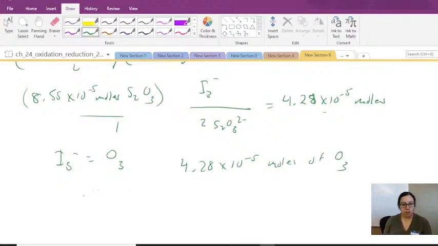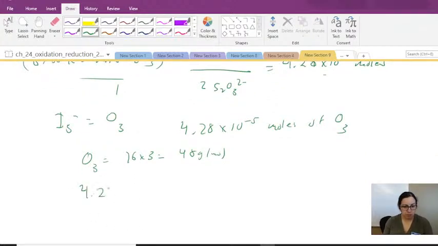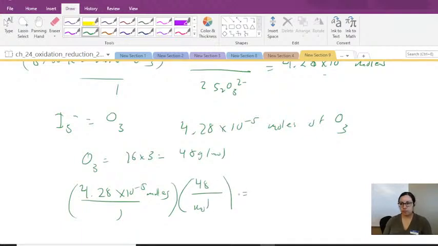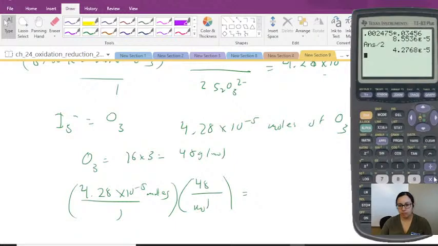And so now we can figure out the mass of ozone. So what's 16 times 3? 48, right? So 48 grams per mole for our molar mass of ozone. So find grams in our sample. So we get like 2 milligrams.